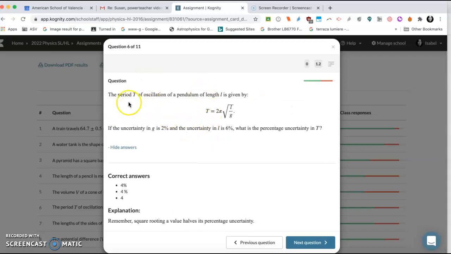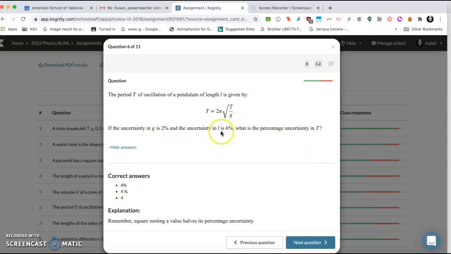Similar question, question 6. The period T of oscillation of a pendulum of length L is given by T equals 2 pi square root L over g. If the uncertainty in g is 2% and the uncertainty in L is 6%, what is the percentage uncertainty in T? I'm hoping that by now you're more comfortable with this kind of question. So stop it and try it again. See if you get the right answer. The correct answer was 4%. Let's go through it.